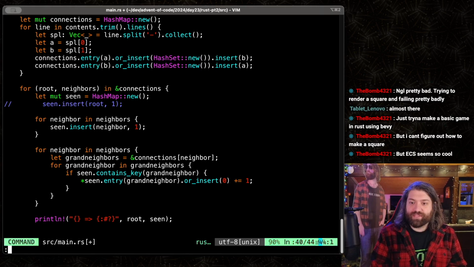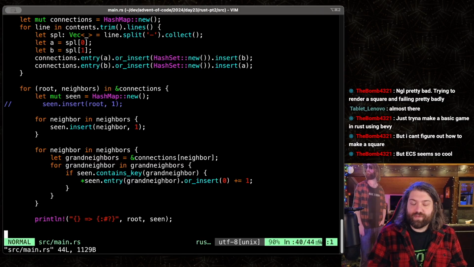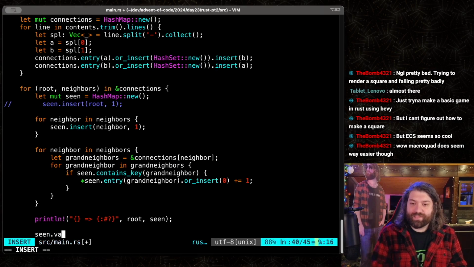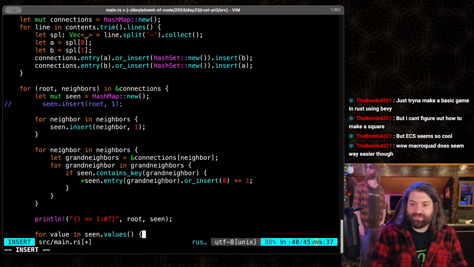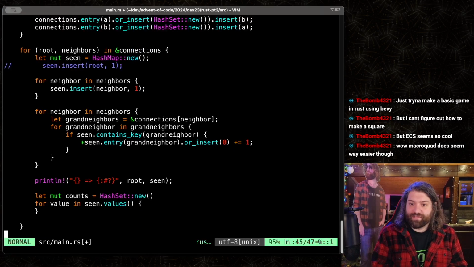So once we're here, we have the scene and the root. We need a hash set of the scene. We need to dedupe the scene. Is there a scene.values? This is not going to be the cleanest code. Yeah.